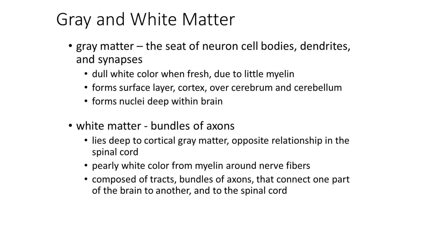Then we have white matter. These are composed of bundles of axons. It lies deep to the cortical gray matter, and it has an opposite relationship in the spinal cord. It is a pearly white color due to containing myelin. And we know that myelin basically is what envelops the nerve fibers. It is composed of tracts, bundles of axons, that connect one part of the brain to another and to the spinal cord. Okay, so gray and white matter.